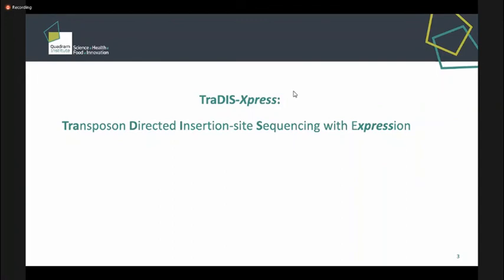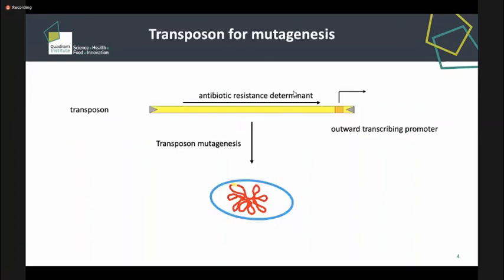TraDIS-Xpress stands for transposon directed insertion site sequencing with expression. As we all know, transposons are jumping genes, and we can make them jump onto any DNA, in this case, bacteria. When we make them jump onto the bacterial chromosome, they can be inserted into a gene or intergenic regions. If they insert in a gene, they inactivate that gene.